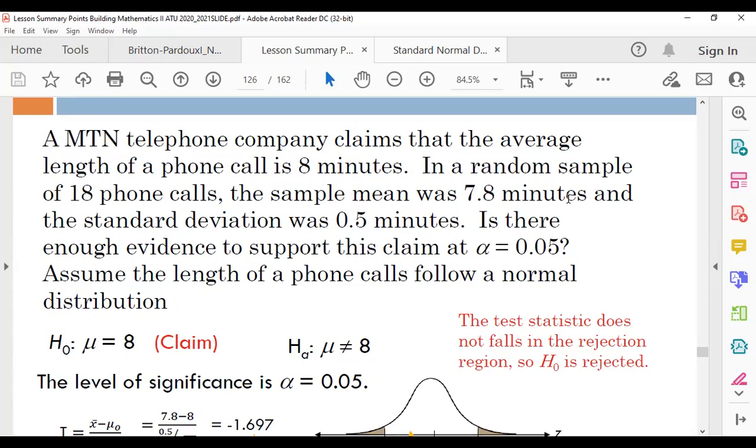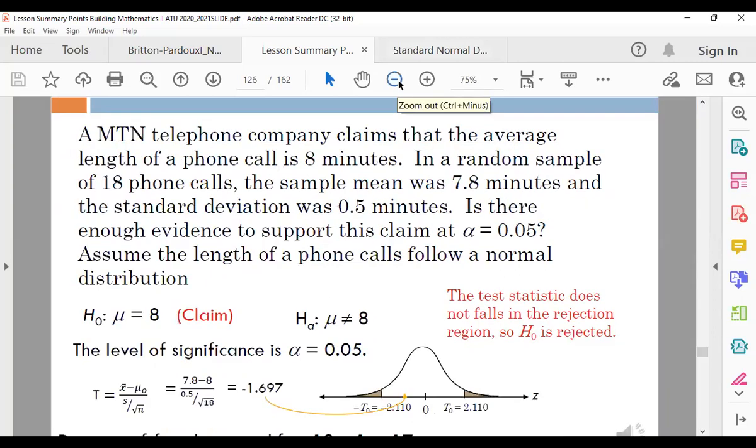Okay, so here it says a local telephone company claims that the average length of phone calls is 8 minutes. In a random sample of 18 phone calls, the sample mean was 7.8, same parameters. Just that this time around, our sample size is 18, which is less than 30.